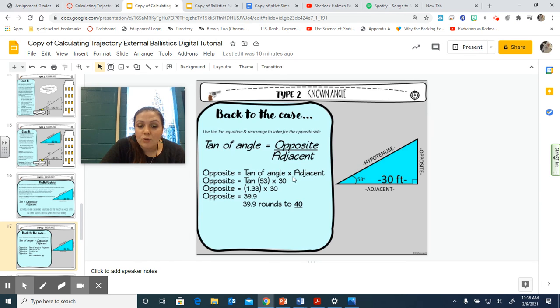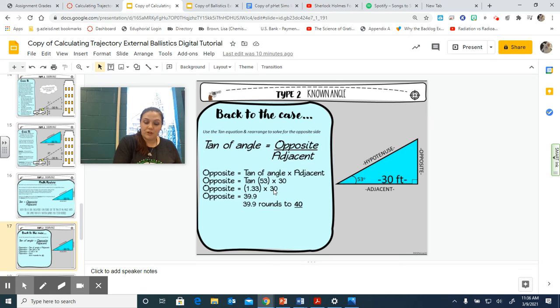So I want to get opposite by itself. How do I do that? Well, if it's being divided right now, I multiply it over. So tan of the angle times adjacent is equal to opposite, which is what I want. I just had to move the formula around. So opposite equals tan of 53 degrees, times the adjacent, which is 30 feet. That equals 1.33 times 30.